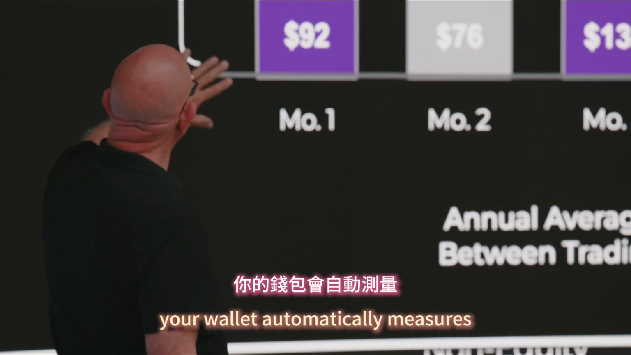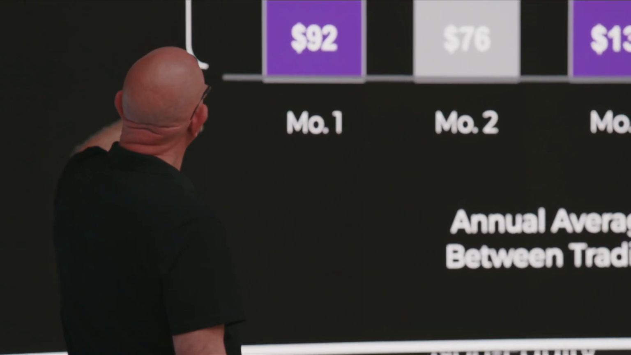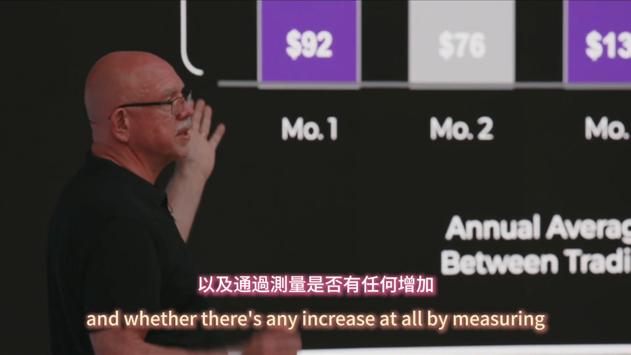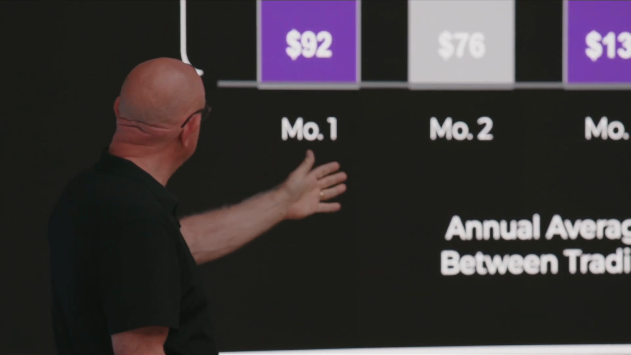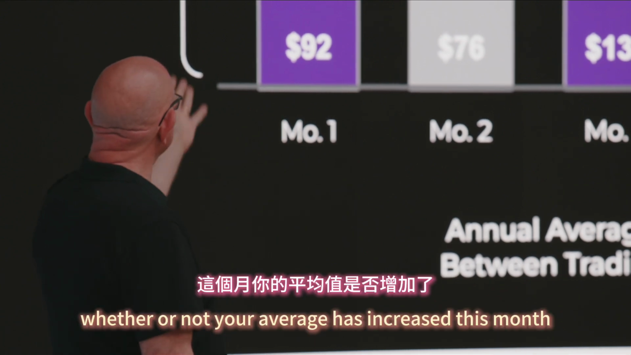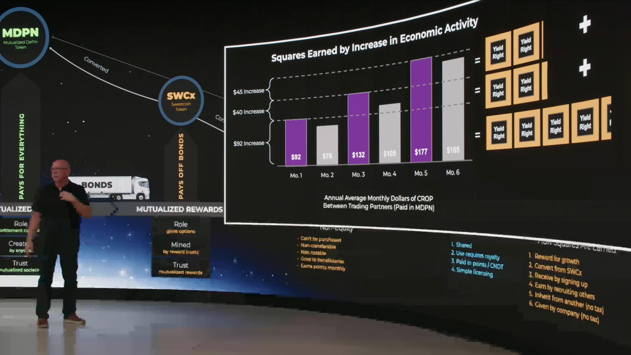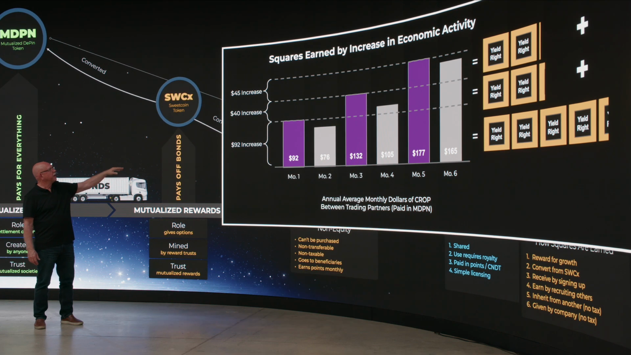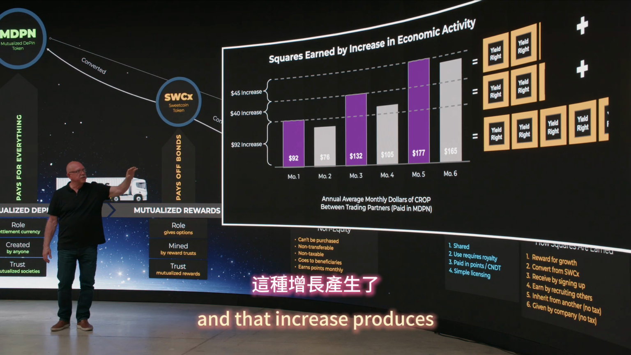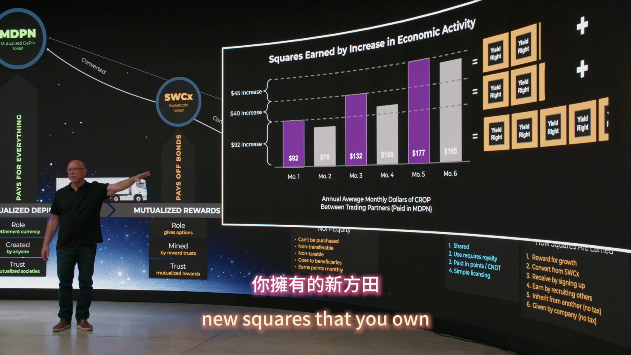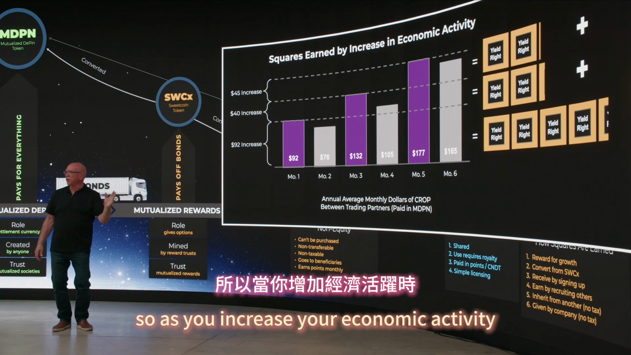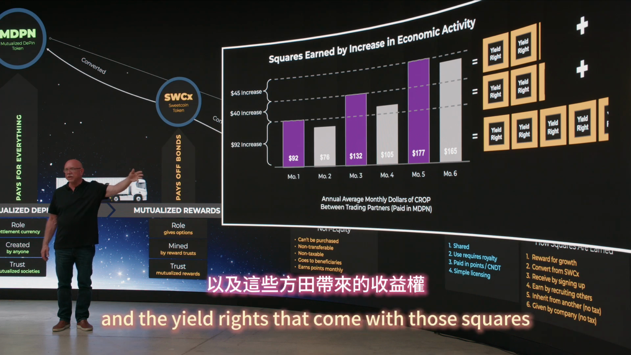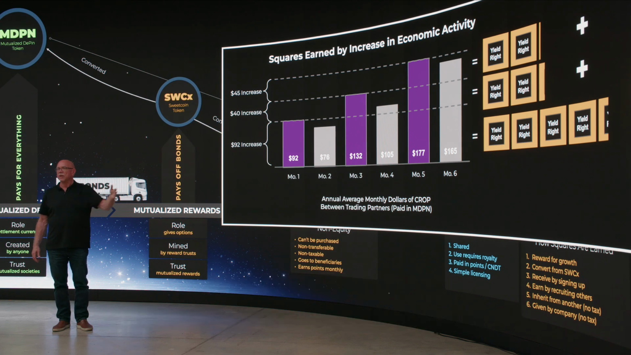Your wallet automatically measures the amount of increase, and whether there's any increase at all, by measuring whether or not your average has increased this month. If your average goes up in any month, you have an increase. And that increase produces new squares that you own. So as you increase your economic activity, you increase the number of squares and the yield rights that come with those squares that you receive.